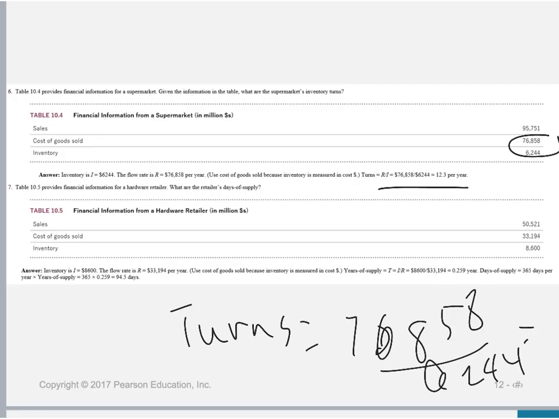So then you take the revenue per year. Sorry, you're given inventory at 8,600. The flow rate is 33,194 per year. Years of supply is I over R to give you 0.259 years. So days of supply is 365 times the 0.259 to give you 94.5 days.